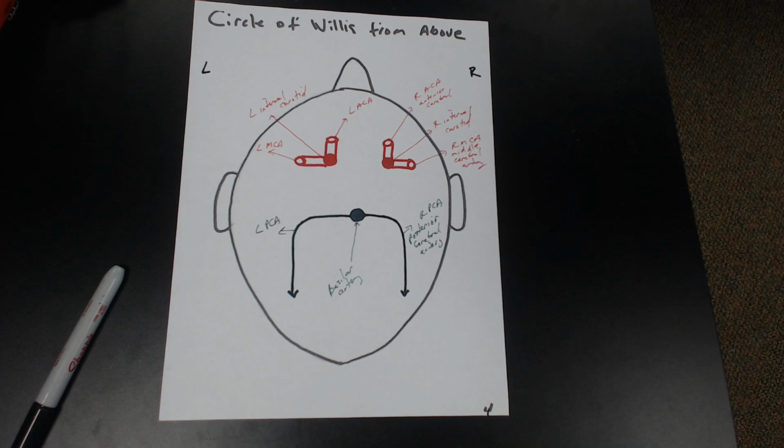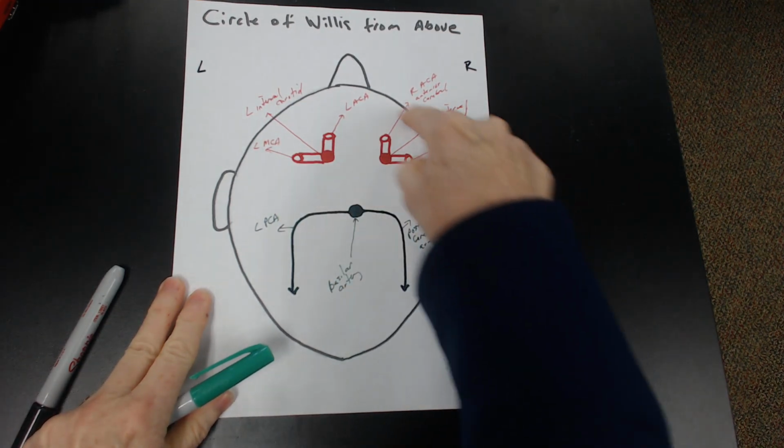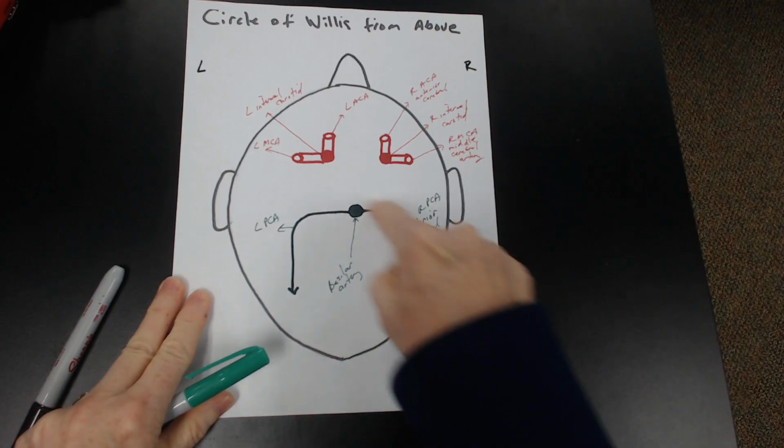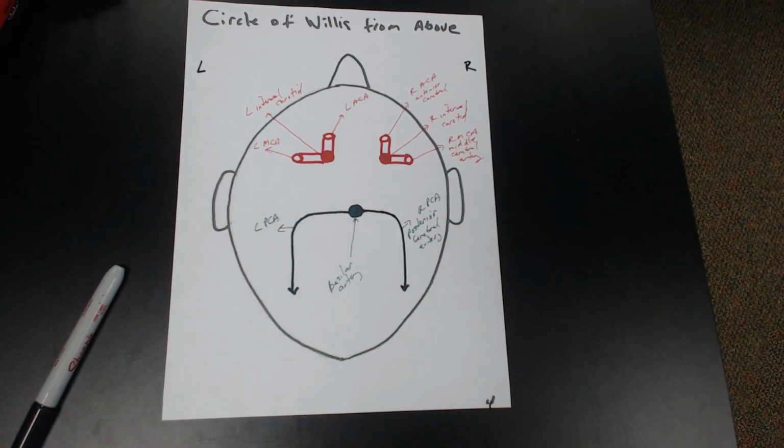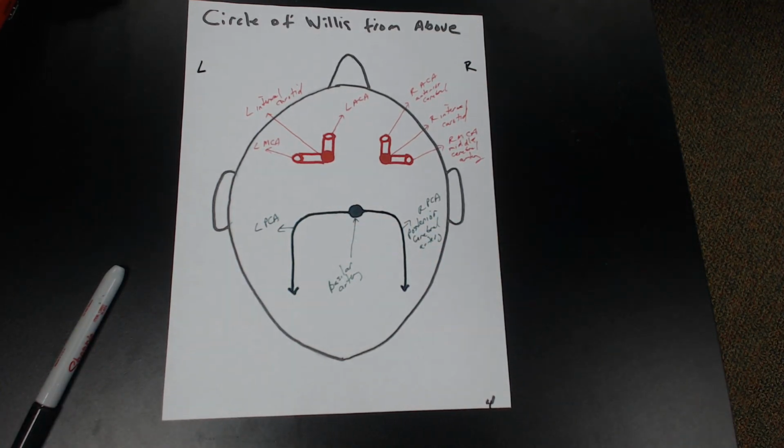It's really helpful to see things from multiple different views so that you have a better feel for orientation and how things are really connecting. Questions about that? Anterior circulation, vertebral basilar circulation back here. Just looking at it from above.